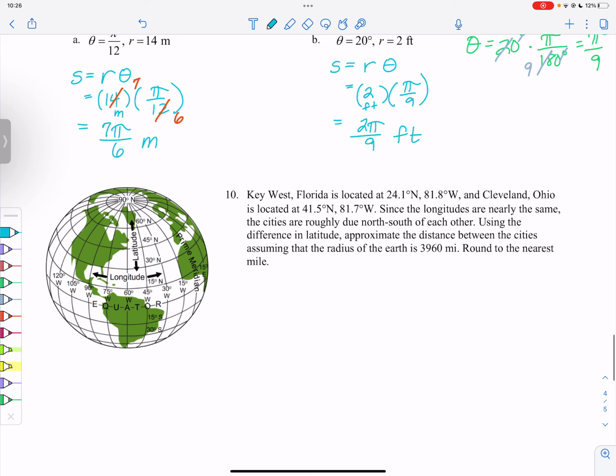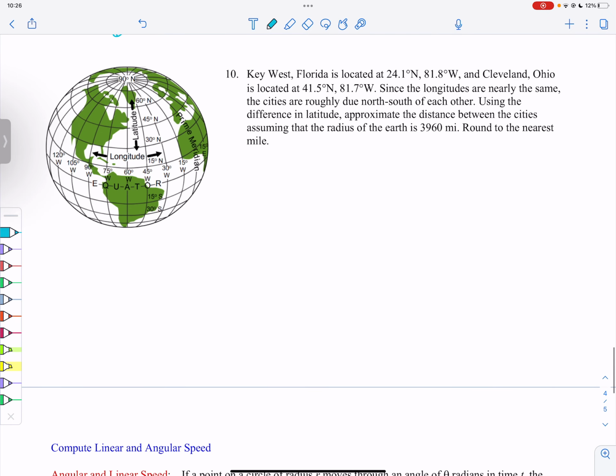Okay, taking a look at number 10. Key West, Florida is located at 24.1 degrees north, 81.8 degrees west, and Cleveland, Ohio is located at 41.5 degrees north and 81.7 degrees west. Since the longitudes are nearly the same, the cities are roughly due north and south of each other. Using the difference in the latitude, approximate the distance between the cities, assuming that the radius of the Earth is 3960 miles.